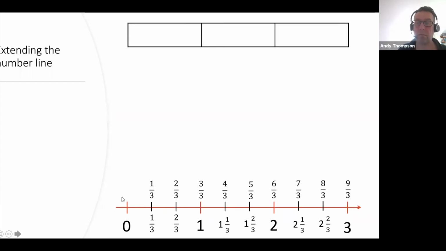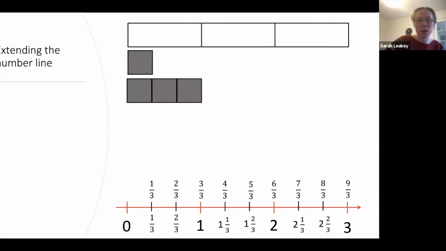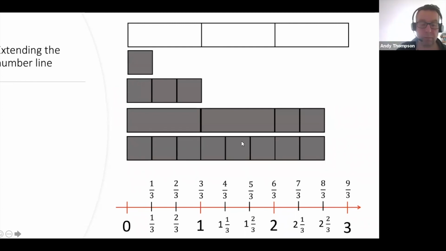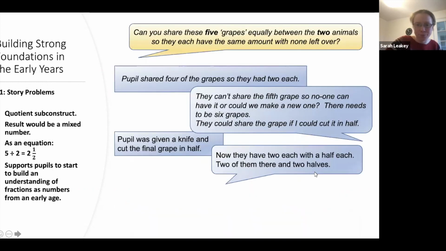And again, we're going to be looking at putting those onto a number line. So we did it with the whole numbers, we did it with our unit fractions, we did it with how many make one whole, our mixed numbers, and now we're going to add our improper fractions. So we can start to see now that 2 2/3 is the same number as 8/3. They're just represented differently, but they occupy the same space on the number line.